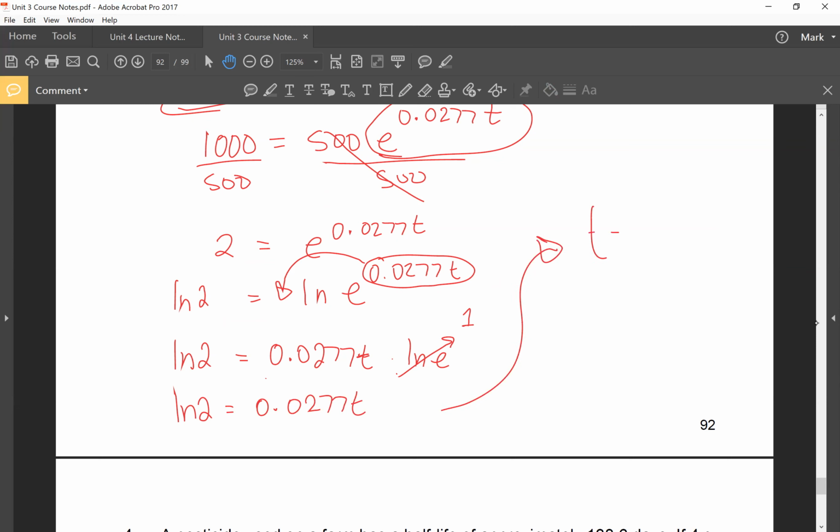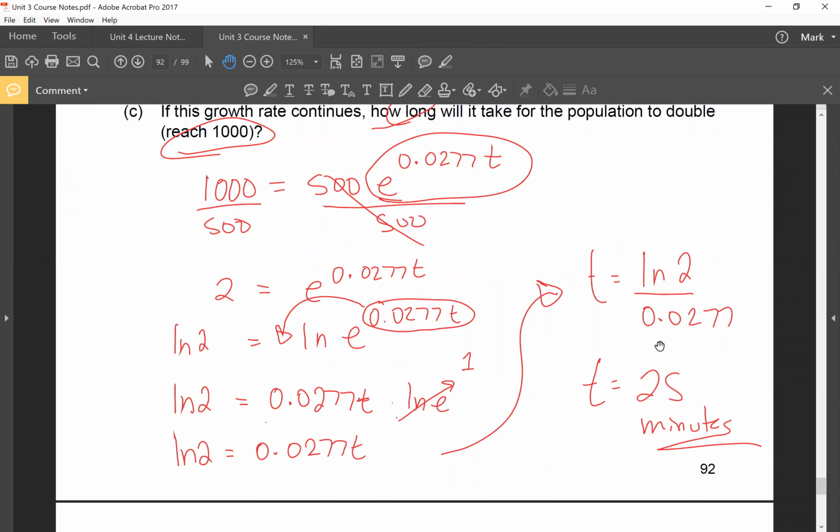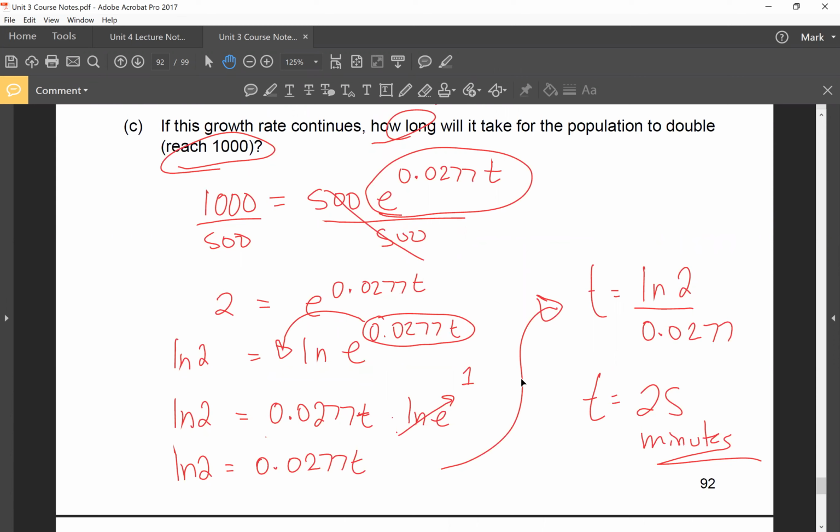So t will be ln 2 over 0.0277. I put that in on my calculator, ln 2 divided by 0.0277, and I get my answer. t is 25 minutes. Awesome. That's a good one. That was a good question. I like that question because we didn't have to convert the time or convert the population, just a nice, easy question. It's kind of similar on your final: easy time, easy number, something like this.